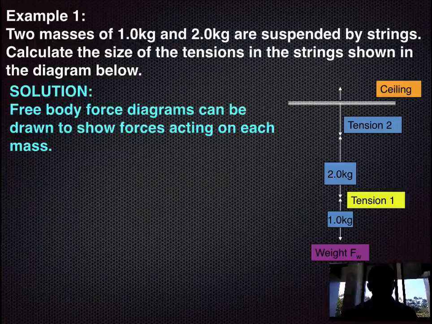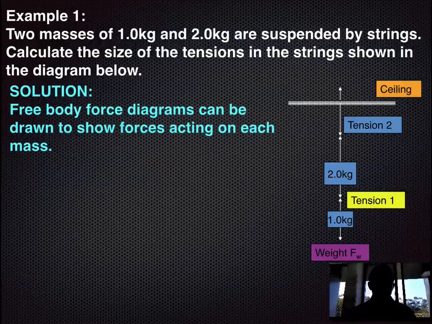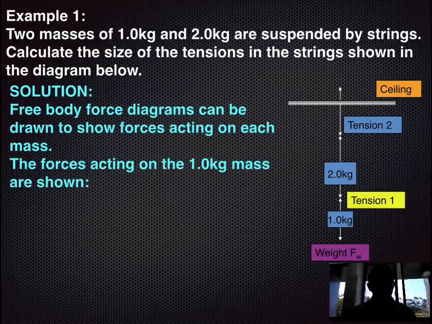The first thing we've got to do is draw a free body diagram, which is basically where we draw a block and arrows and show where the forces are applied. So we're going to look at the 1 kilogram mass, the one right at the bottom. The 1 kilogram mass is going to have two forces applied upon it. Now we know it's stationary, so it's not going anywhere.